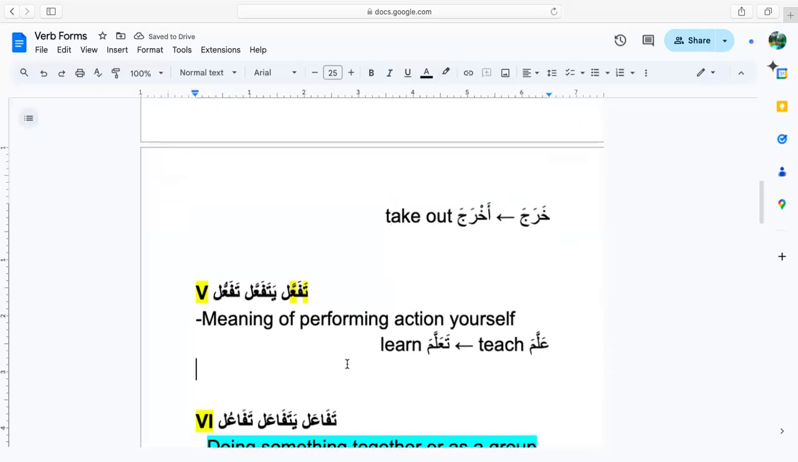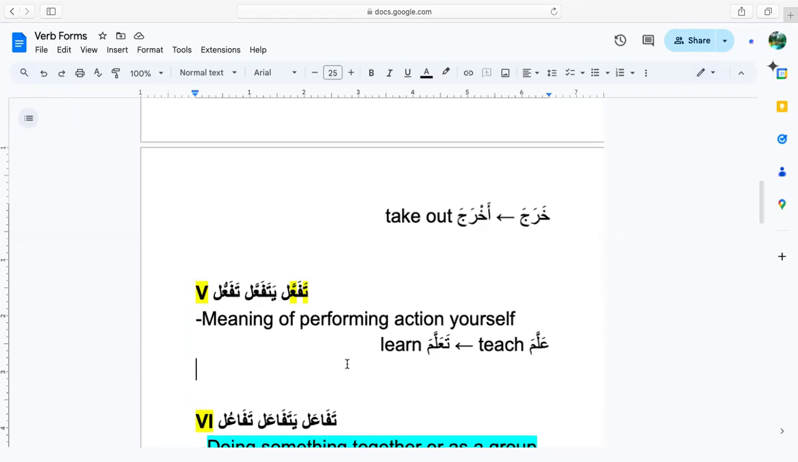The meaning is of performing an action by yourself. So allama is to teach, as we mentioned previously, allama, the fa'ala pattern. But to learn, you would say ta'allama. So ta'allamtu al-injiliziyata. I learn English by myself. I am learning, I'm studying, I'm learning.